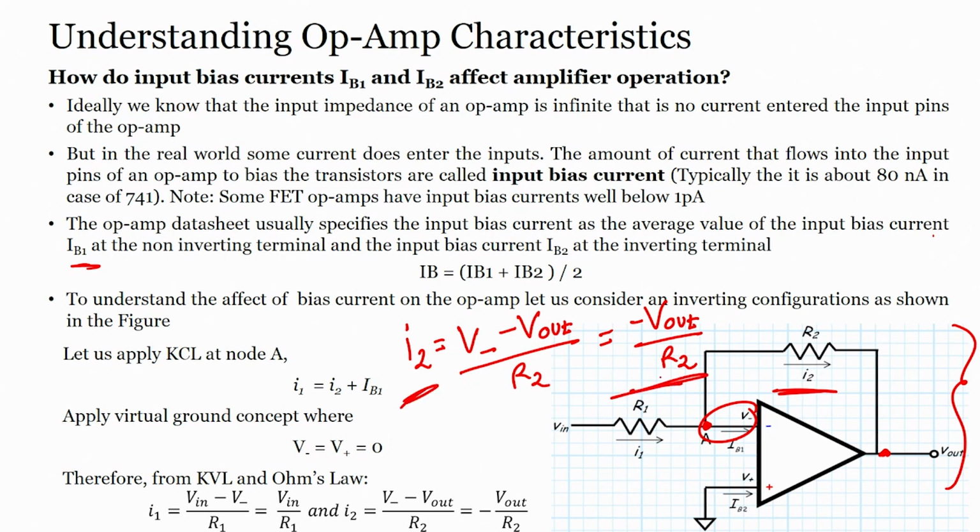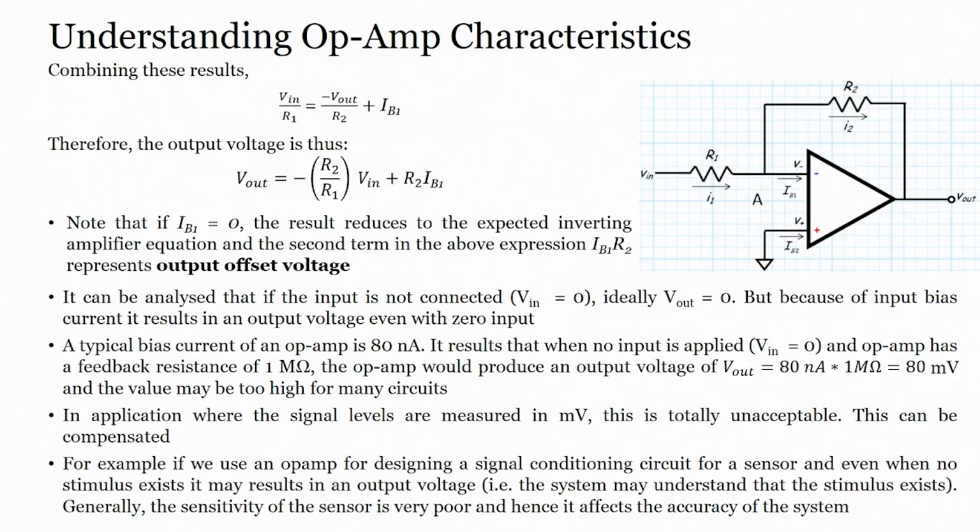Now, we know what I1 is, we know what I2 is. So, combining both the results, we can say V in by R1 equals minus V out by R2 plus IB1, because IB1 is flowing here, correct. Now, the output voltage would be V out equals minus R2 by R1 times V in plus R2 IB1.